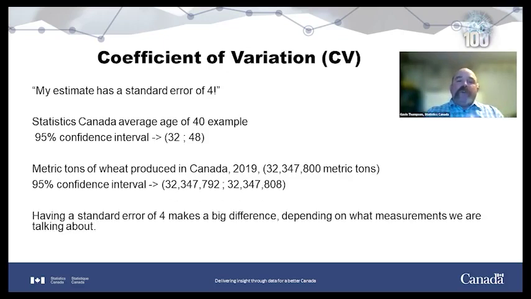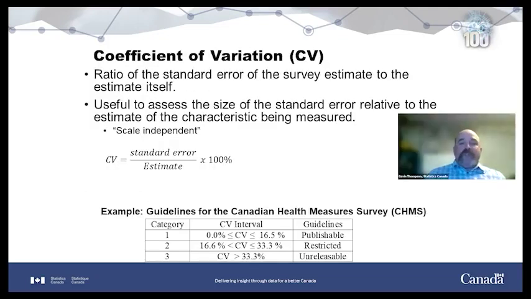So what we want to do is create a statistic that's dependent on the estimate. So we create this thing called the coefficient of variation. I think the equation that I put in here is for CVs. It's the standard error divided by the estimate and multiplied by 100%. So it becomes scale independent.